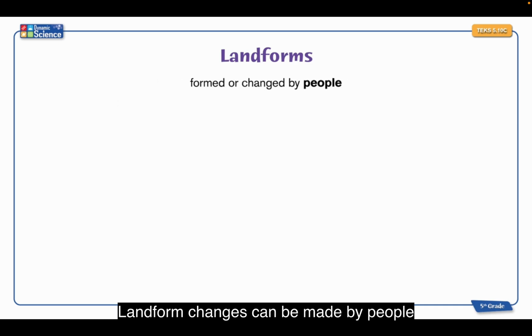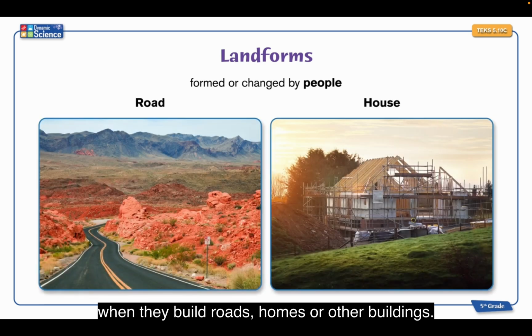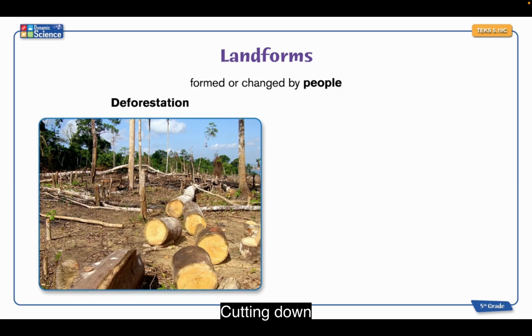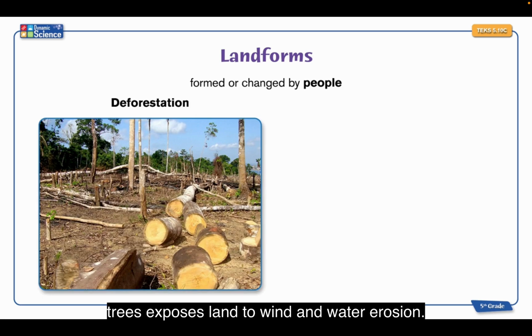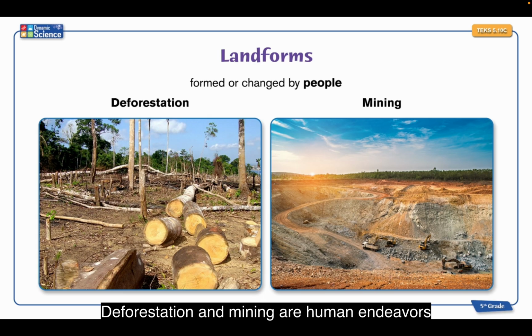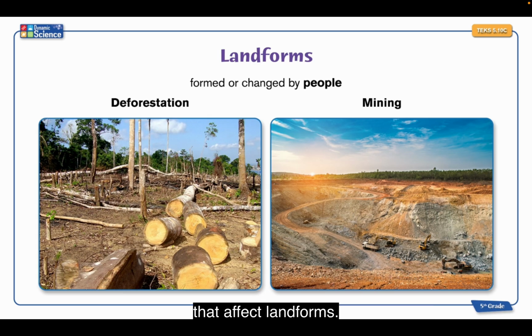Landform changes can be made by people when they build roads, homes, or other buildings. Cutting down trees exposes land to wind and water erosion. Deforestation and mining are human endeavors that affect landforms.